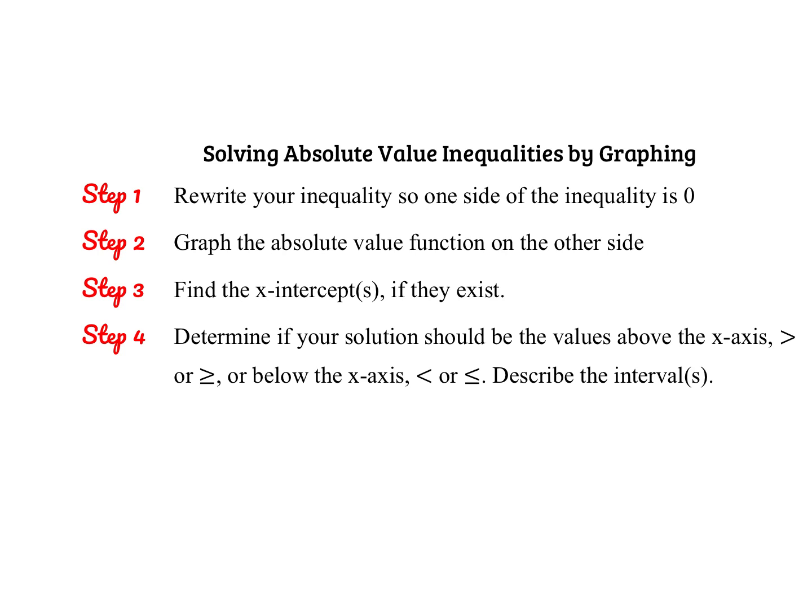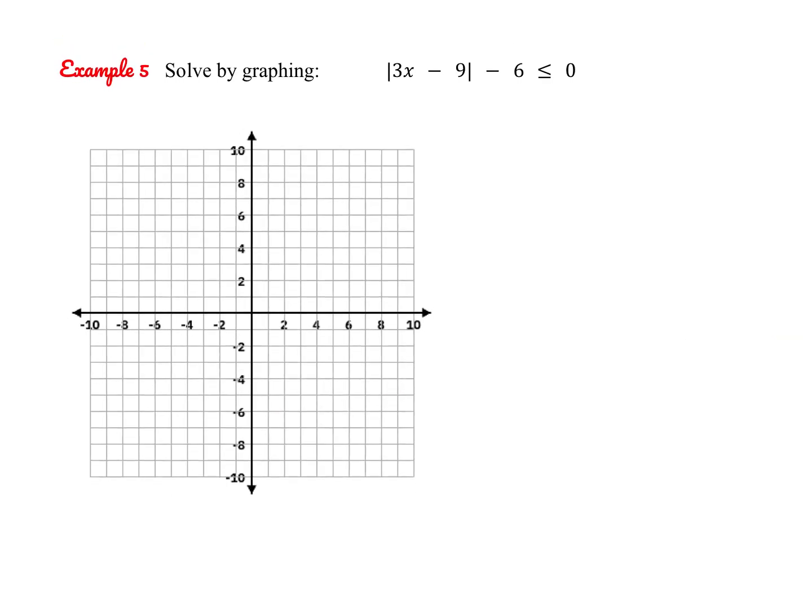So from here, once we've determined the x-intercepts, we need to know if our solution should be everything above the x-axis. And if it says that your absolute value is greater than or greater than or equal to, your solution is the parts of your graph that are above the x-axis. And if your absolute value says less than or equal to, you're looking for the parts of your graph that are below. Sometimes this will occur as a single interval. Sometimes you're actually going to have two separate intervals in your answer, just depending on what your inequality looks like.